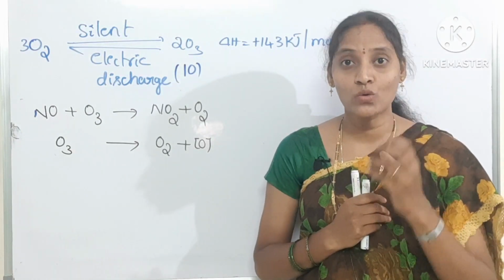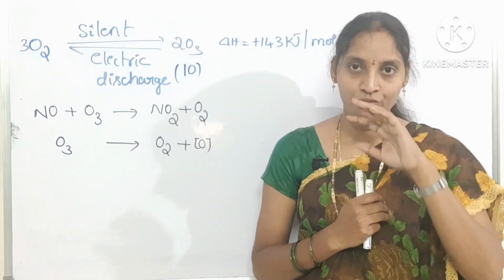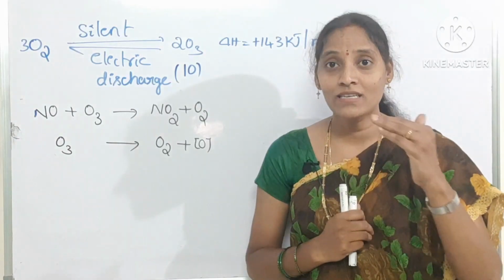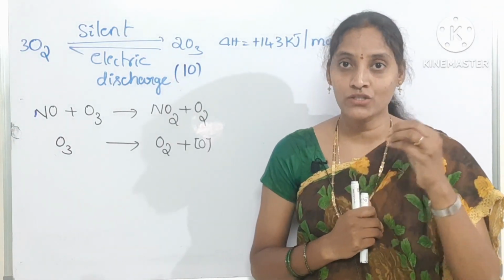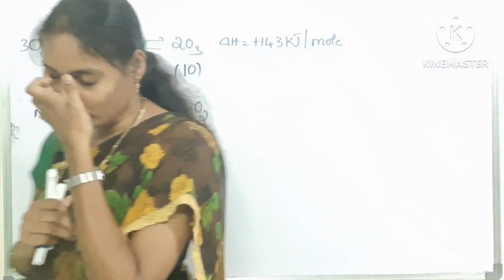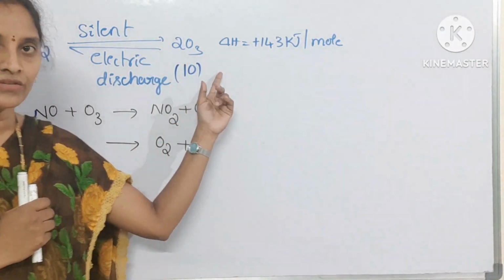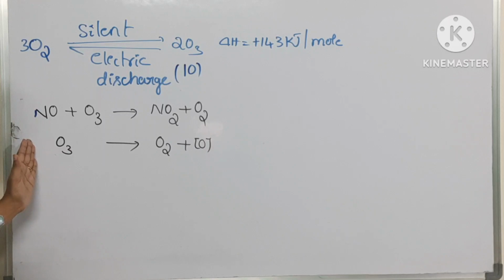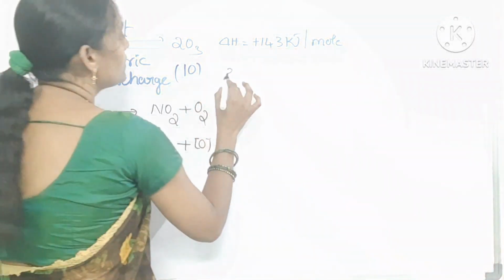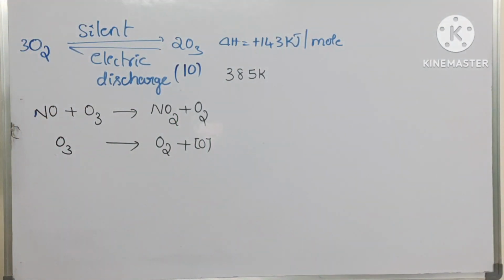And also aerosol sprays we are using. These aerosol sprays have freons. Freons are nothing but chlorofluorocarbons. These are also harmful, causing depletion of the ozone layer. So this is about the laboratory preparation method for ozone and the harmful reagents, and its melting point is 385 Kelvin.